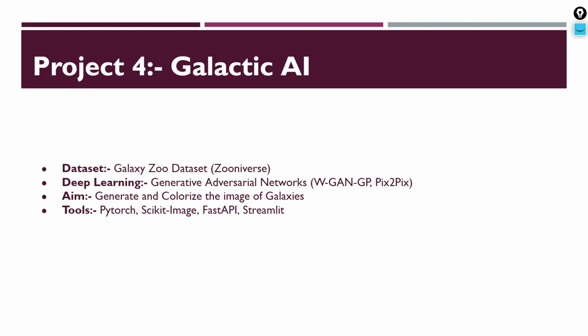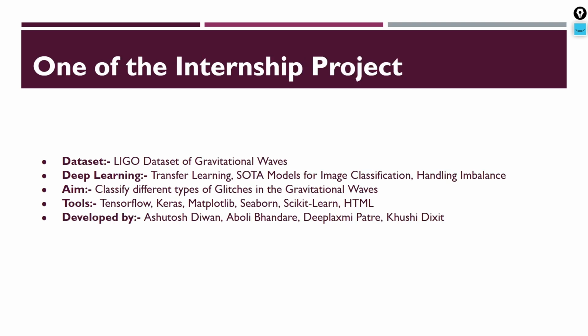Now after this, you will have 10 weeks where you will create an end-to-end project in your guided internship under a mentor. Over here, I'm going to show you one of the projects recently built by one of our teams at Spartificial. They used the LIGO dataset of gravitational waves, where they used deep learning skills of transfer learning and state-of-the-art models for image classification, which had a huge imbalance in the dataset. So they also handled that imbalance. The aim was to classify different types of glitches in the gravitational waves dataset.